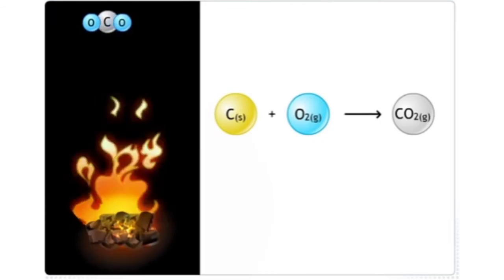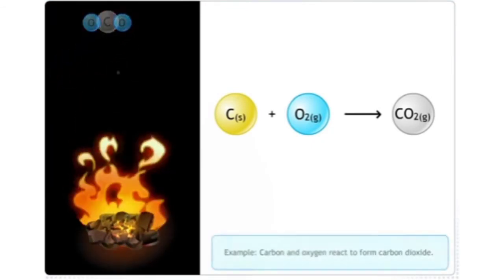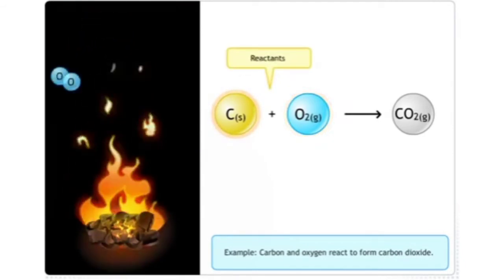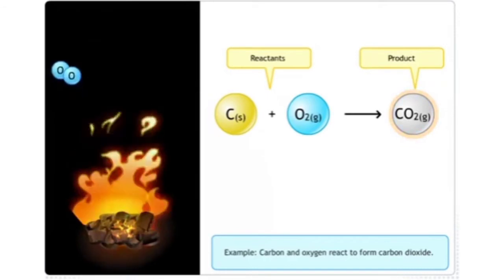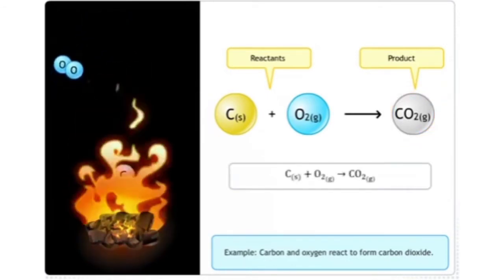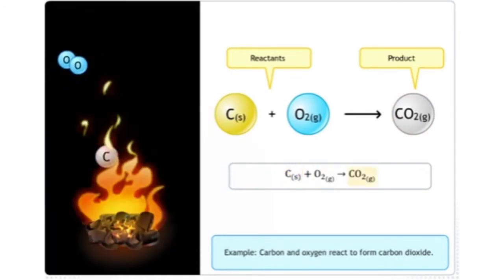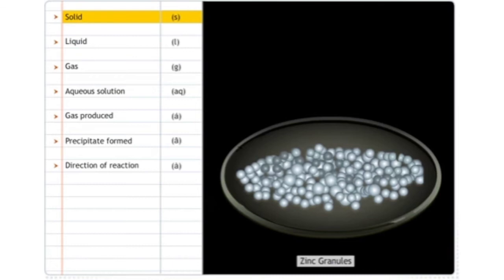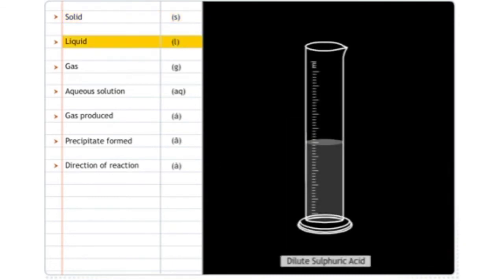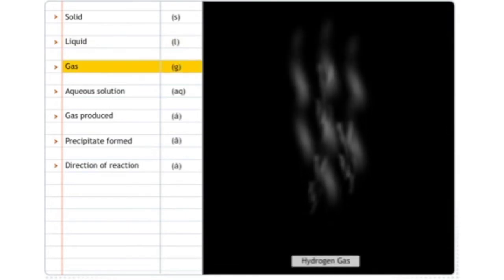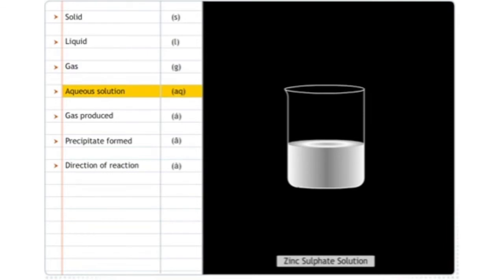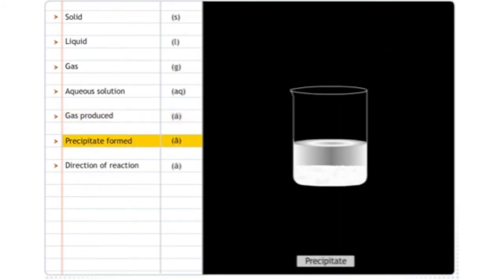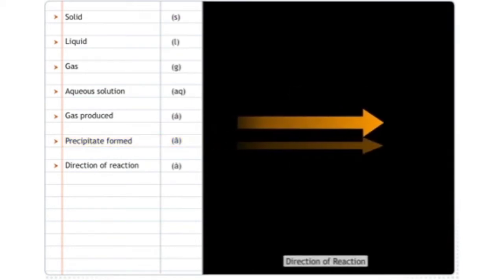Let's take another example that involves two substances. In the burning of coal, carbon reacts with oxygen to form carbon dioxide. In this reaction, carbon and oxygen are the reactants and carbon dioxide is the product. The chemical equation for this reaction is as shown. Solid carbon reacts with oxygen gas to form carbon dioxide gas. In chemical equations, we denote a solid with (s), a liquid with (l), a gas with (g), an aqueous solution with (aq), a gas produced with an arrow pointing upward, and a precipitate formed with an arrow pointing downward. The reactants and products are separated with an arrow which points in the direction of the reaction.